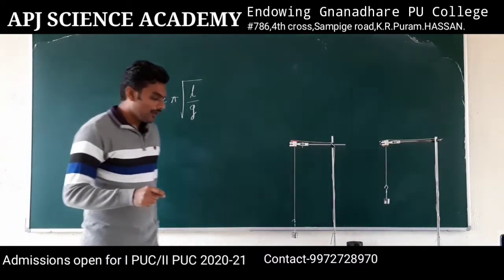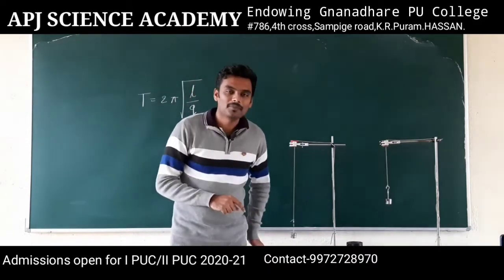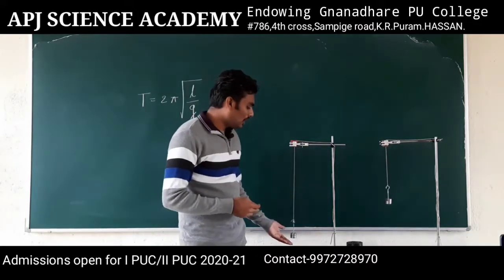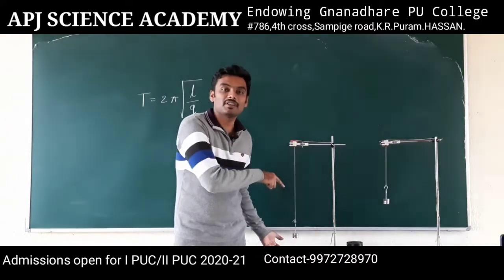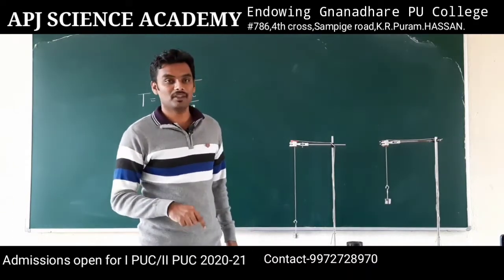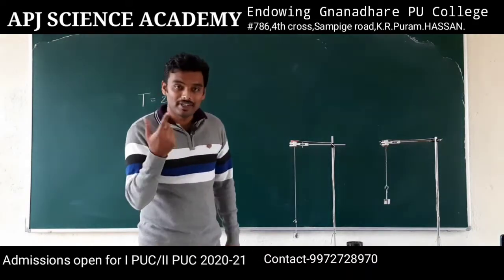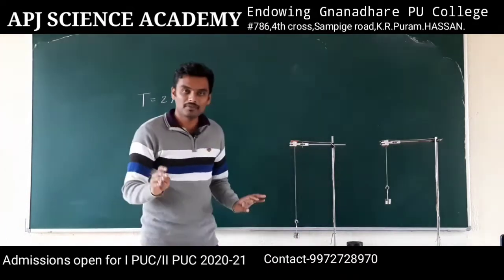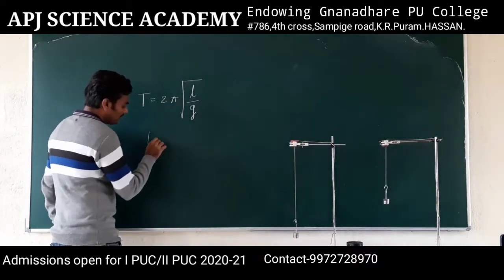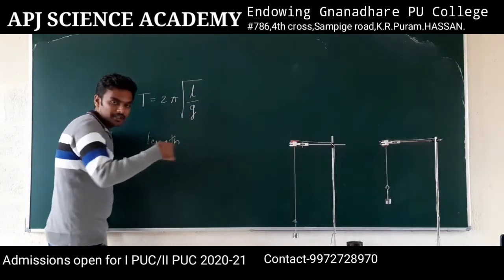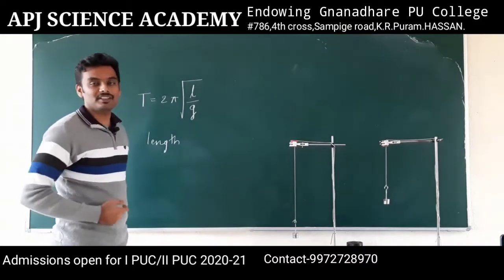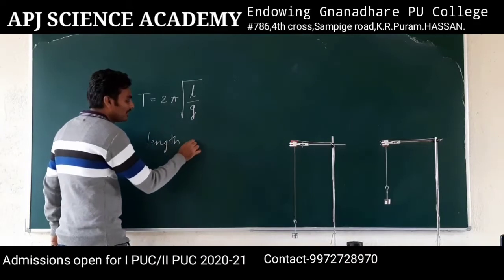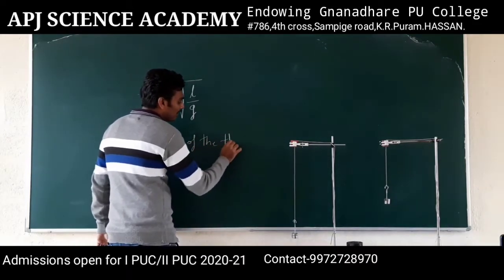But when we think of it in common terms, just think for yourself, what are the factors on which the time period of oscillation might be dependent? One of the factors that comes to my mind is the length of the thread. I think the time period, or how fast or how slow the oscillation is occurring, might depend on the length of the thread.